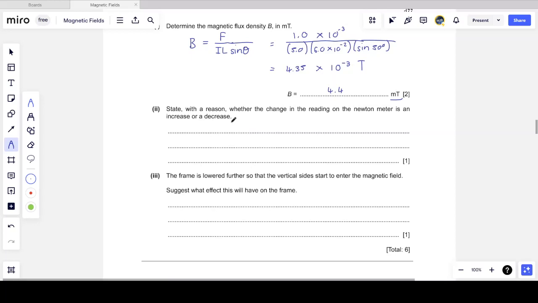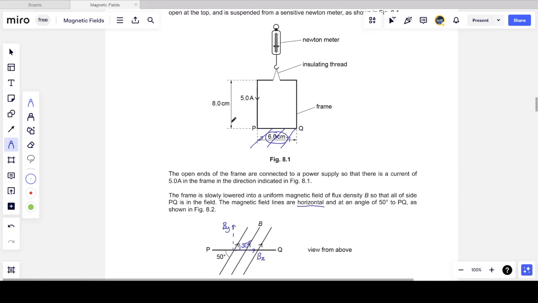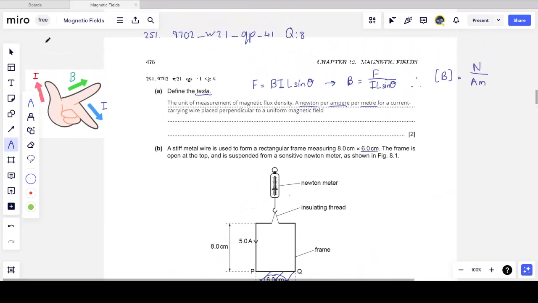We were told it is 1 millinewton, but we weren't told if it's increasing or decreasing. Meaning, is the Newton meter being pulled down or is it being pushed up? Meaning, is PQ feeling a force upward or feeling a force downward? If it's feeling a force downward, the reading on the Newton meter would increase. If it's feeling a force upward, the reading on the Newton meter will decrease. Remember, the greater the weight you put on the Newton meter, the more it gets pulled downward, showing a larger value. That's why heavier weights will pull it further, and that's how you can use a Newton meter to measure the weight of your luggage, for example.